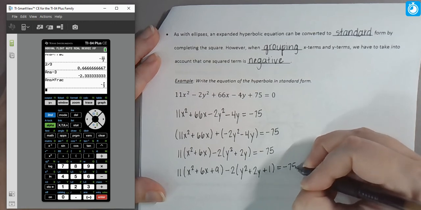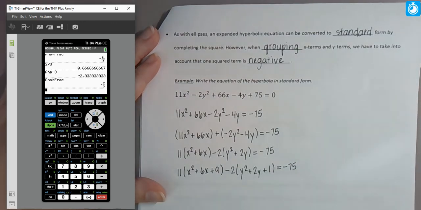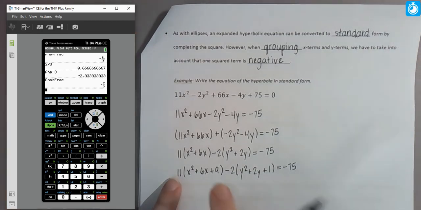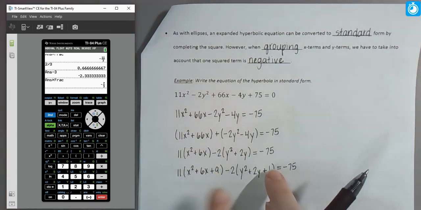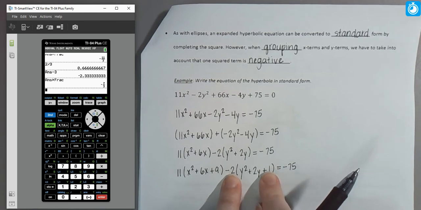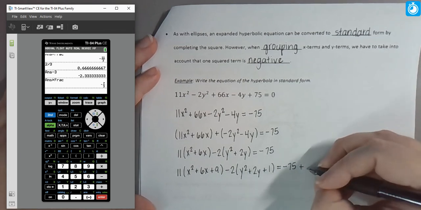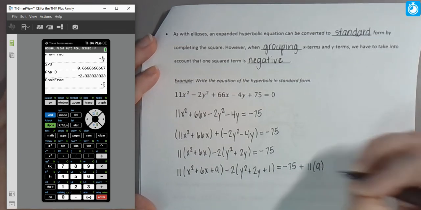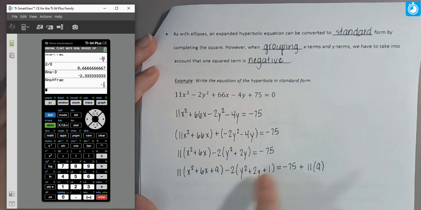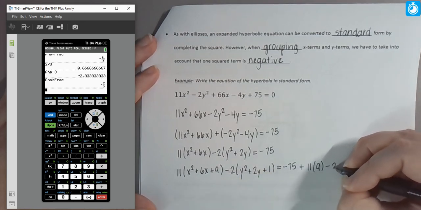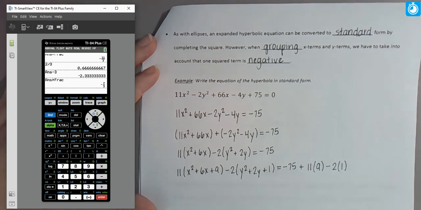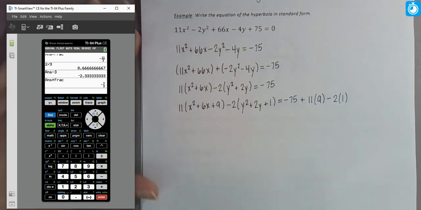Now, at this point, I have changed the left-hand side of the equation, so I need to balance it by repeating those actions on the right-hand side. So we've added a 9 and a 1, but not quite. We've really added an 11 times 9 and a negative 2 times 1. So both of those values also need to be added in on the other side. So we've added an 11 times 9, and we've also added a negative 2 times 1, or we can think of it as subtracting a 2 times 1. And so that's going to balance out everything left to right, which keeps the same structure.